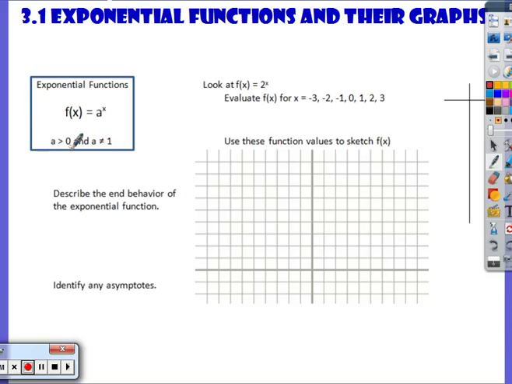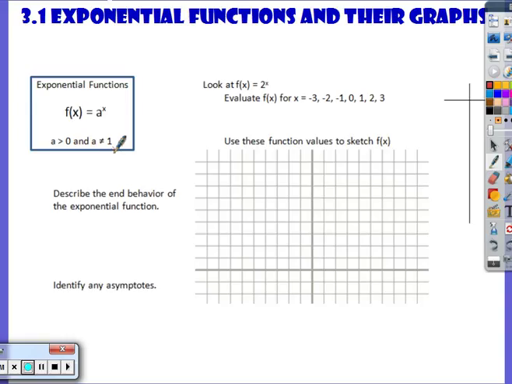A has to be bigger than 0 because we don't want to do negative numbers to a power, because then it alternates positive, negative, and the graph would look so crazy. So we're going to keep our bases of our exponential functions positive. We're also not going to really talk much about them being 1, because 1 to the anything is? Say it loud. 1. Good, so that would be a boring graph too.